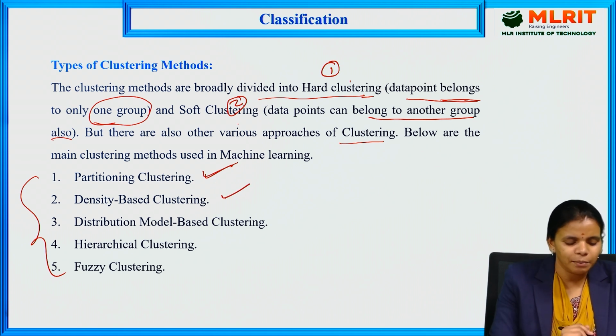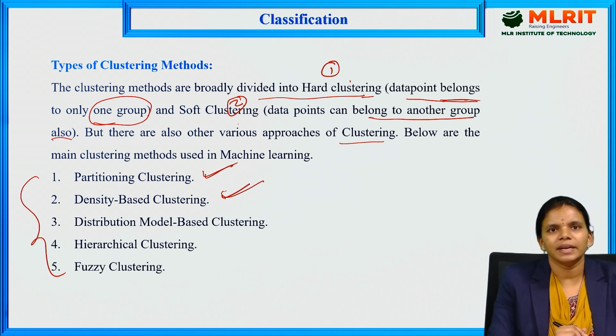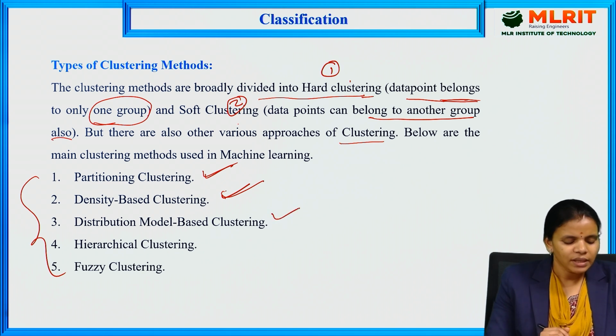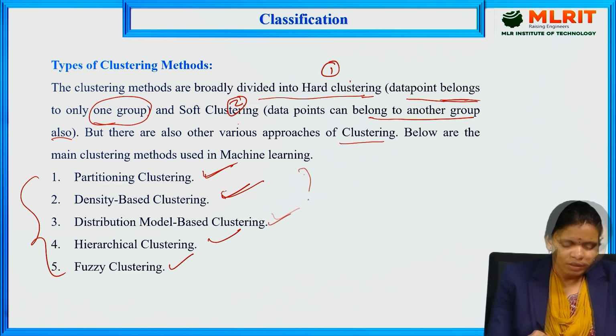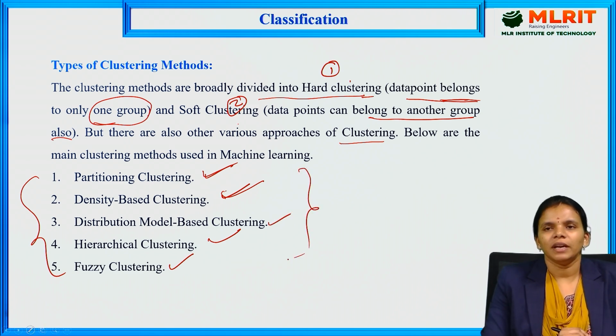The first one is partitioning clustering and the next one is density based clustering and the third one is distribution model based clustering, hierarchical clustering and finally the last one is fuzzy clustering. So these clustering methods will be explained in the next sessions.